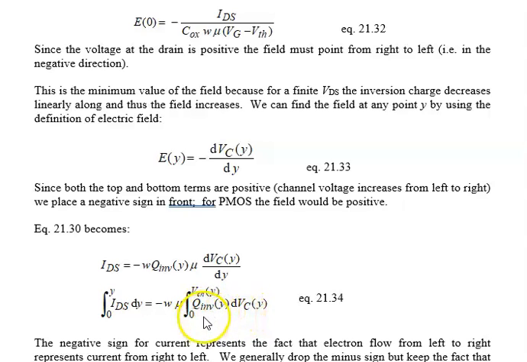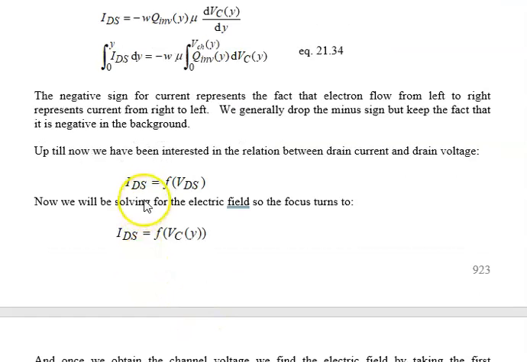This is an indefinite integral because we're integrating along some point y where the channel voltage corresponds to that particular position. And on the left side, we bring the dy over here, and instead of integrating from 0 to L, we're integrating from 0 to y. So this is an indefinite integral also. Stick in the Q inversion, and away we go.